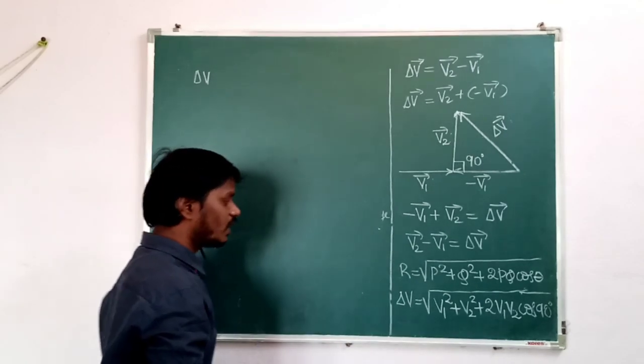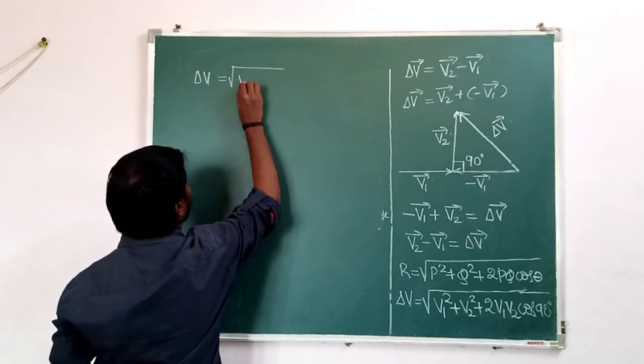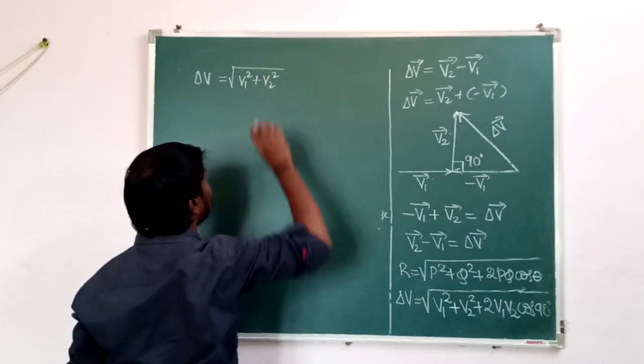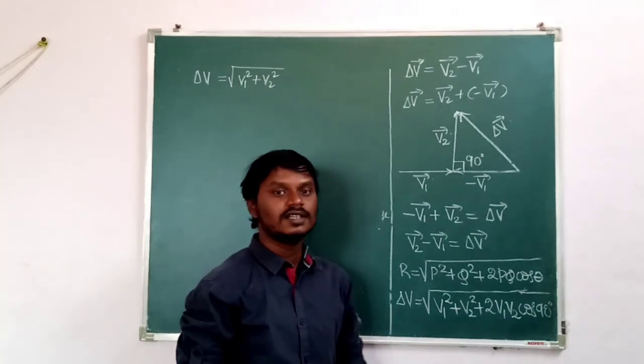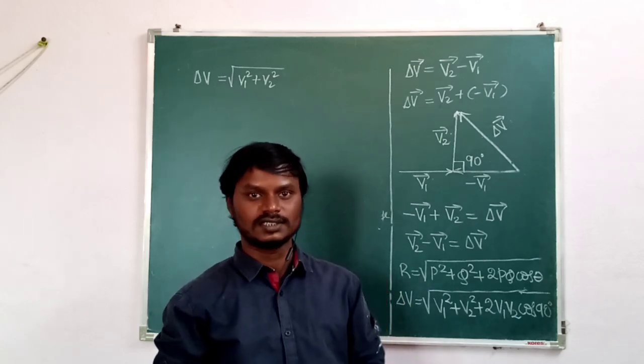So delta V is equal to square root of V1 square plus V2 square. In which direction is there a change in velocity? That is in the northwest direction.